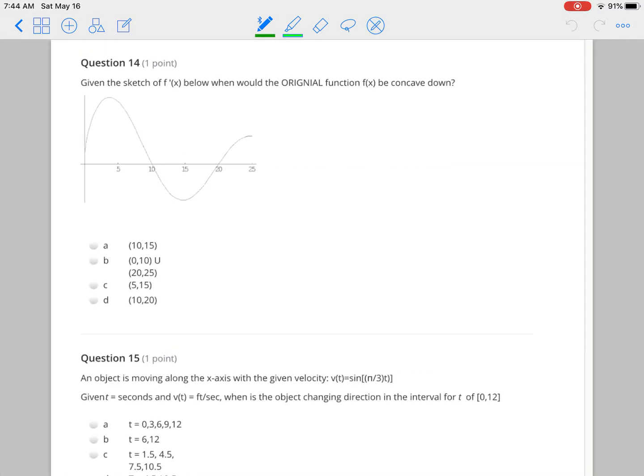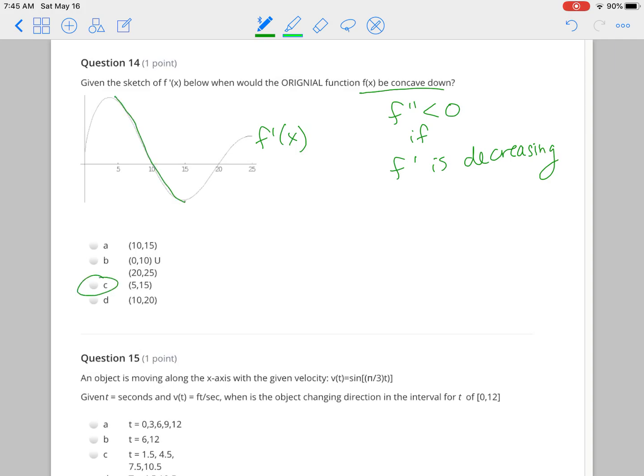All right, and the last two, given the sketch of f prime, when would the original be concave down? So I remember concave down is when the second derivative is negative. So to me, the only way the second derivative is negative is if the first derivative is decreasing. Remember, there's such a big difference between the word decreasing and negative. So where this function is decreasing from 5 to 15.